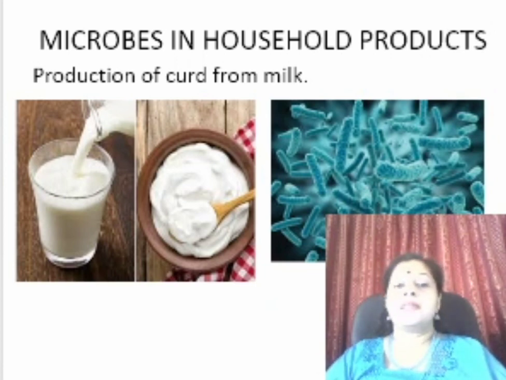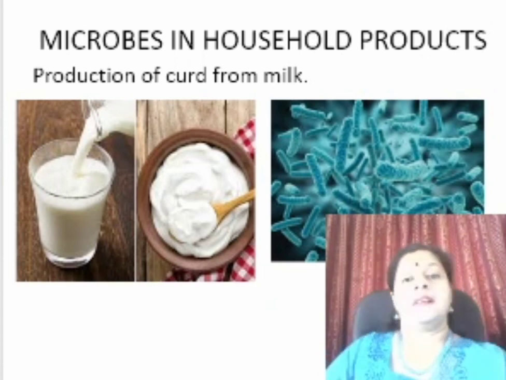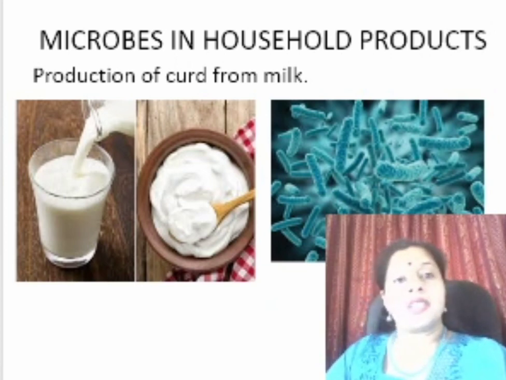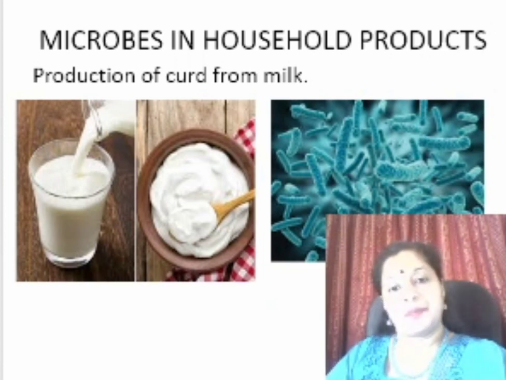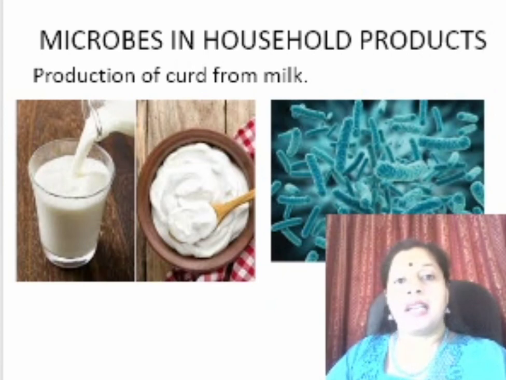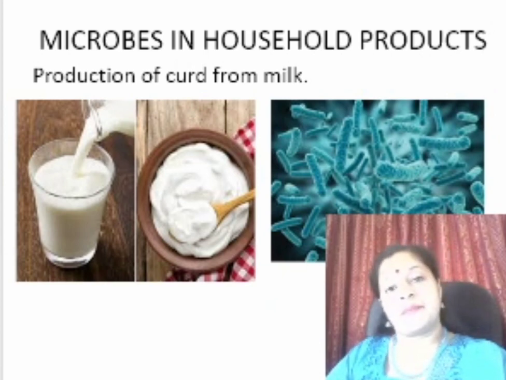The first thing is production of curd from milk. Microorganisms such as Lactobacillus and others, commonly called lactic acid bacteria or LAB, grow in milk and convert it into curd. During their growth, LAB produce acid that coagulates and partially digests the milk proteins.